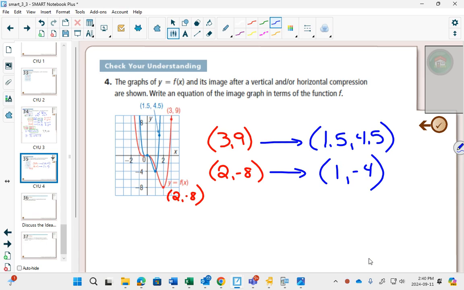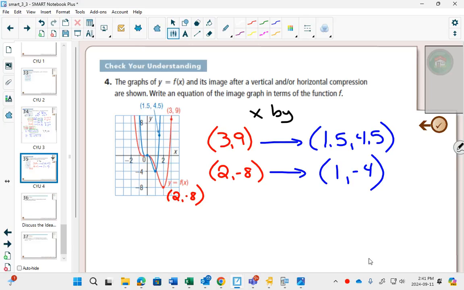So let's look at the x-coordinates first. Did the x-coordinates change? Yes. We're told, they give us the hint, that it's a compression. So you know x is getting multiplied by something, but in another question they might not tell you. So you might think, oh, it went left 1.5. But do you see that that doesn't work for the second point? The second point only went left 1.